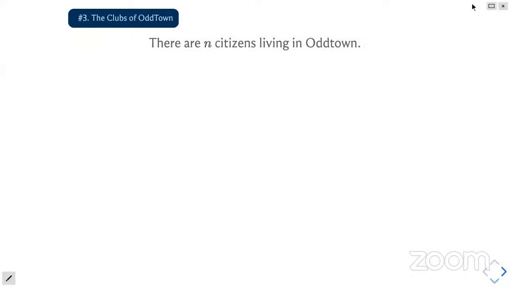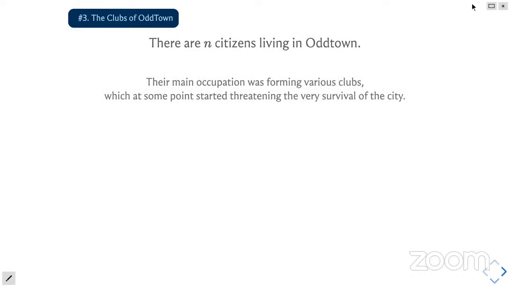So this is about a town called Odd Town. We will see why. We have N citizens who live in Odd Town, and they're pretty jobless as citizens go. And they spend most of their time forming clubs, hanging out. And this makes the city's administration kind of worried about all the frivolous time that is being spent. So they want to introduce some regulations to cut down on the number of clubs.